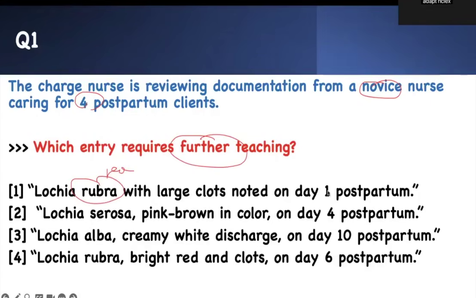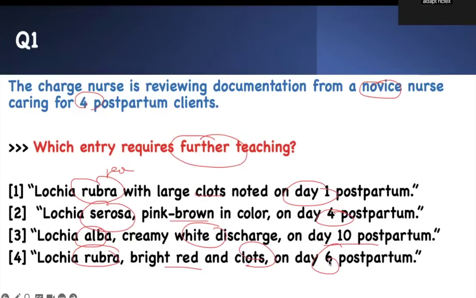Do you get rubra, red, on day 1 with some clot, serosa turning into pink-brown, day 4? Do you get alba, which is white, close to day 10, or rubra, bright red, and some clot on day 6? What is the content? Day 1 to 3, rubra, you're supposed to see dark clots, red. Serosa starts close to day 4 to 10, or sometimes 9 days or 10 days.